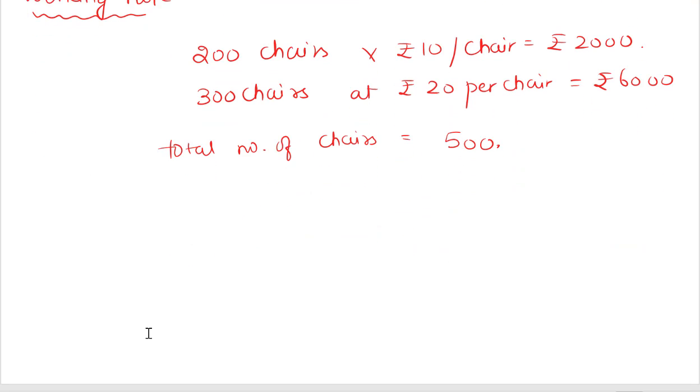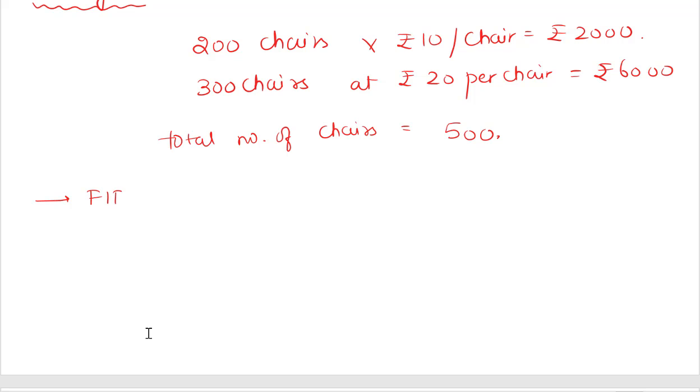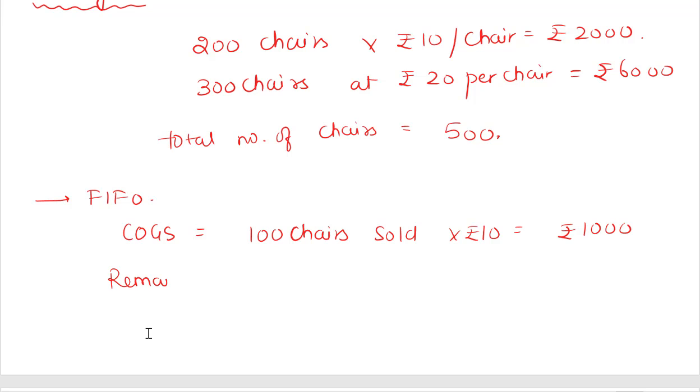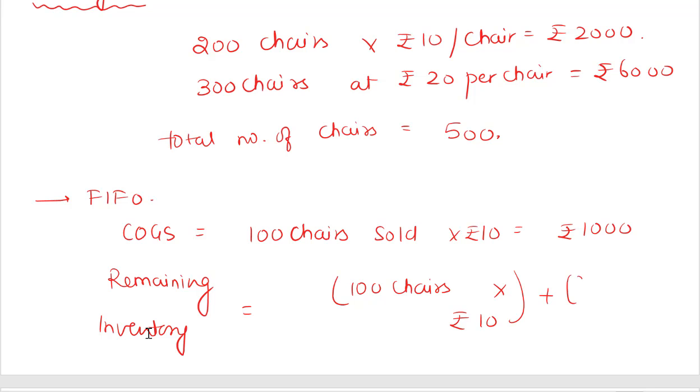Let's do it by FIFO, first in first out. Cost of goods sold equals 100 chairs sold multiplied by rupee 10 equals rupee 1000. Remaining inventory equals 100 chairs multiplied by rupee 10 plus 300 chairs multiplied by rupee 20 equals rupee 7000.